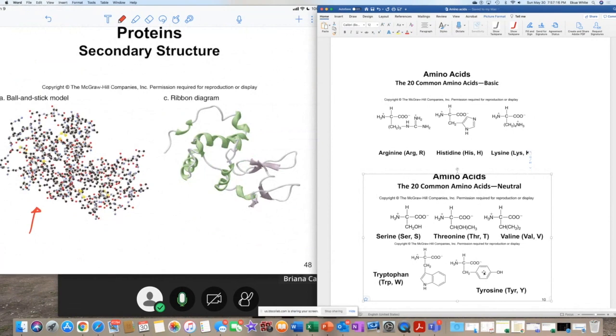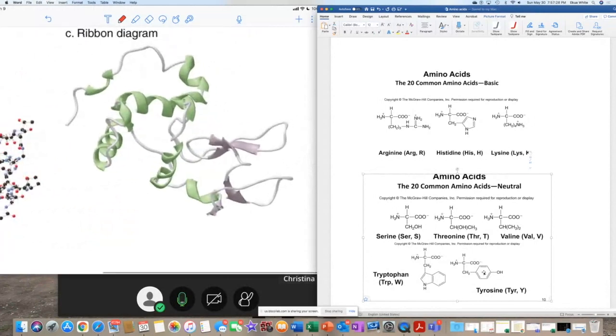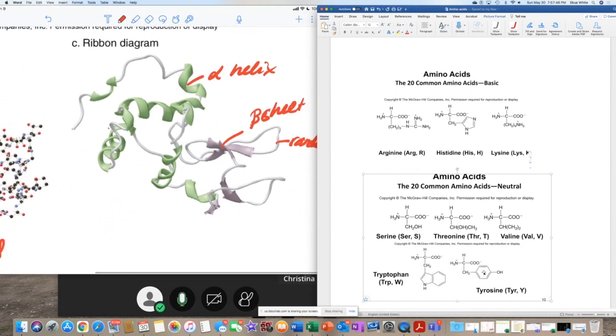Okay, this right here is the atomic model, showing you all the atoms and how they're connected. That is very confusing. I think this picture is a lot better, so we'll spend time here. You can see these are the alpha helix. This is the beta sheet, right? And this is the random region. So this protein has 3 different types of arrangements, essentially.